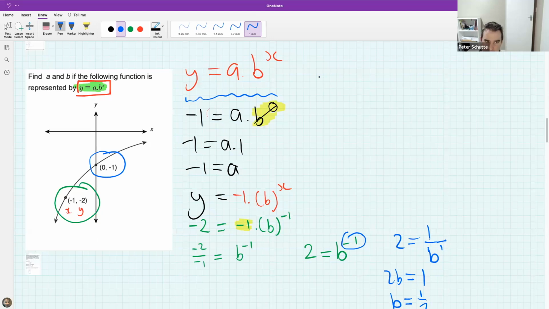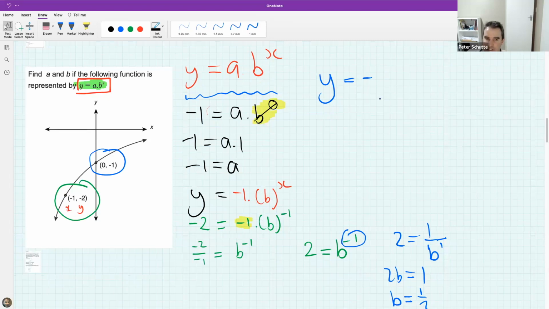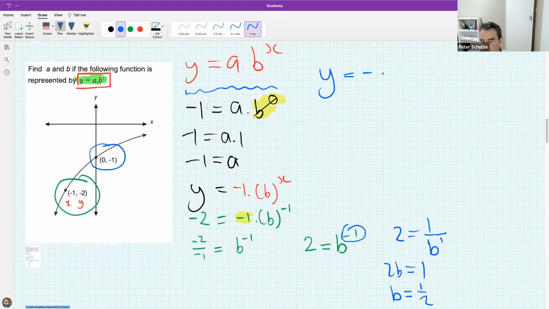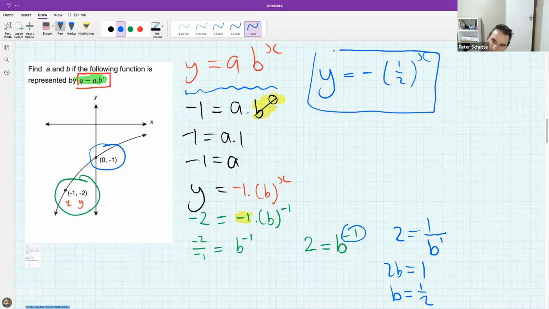You have now found that the equation of this graph was minus 1, or we can just write minus a half to the power of x. And look at you guys, you've just figured out the equation of quite a funky looking exponential function.